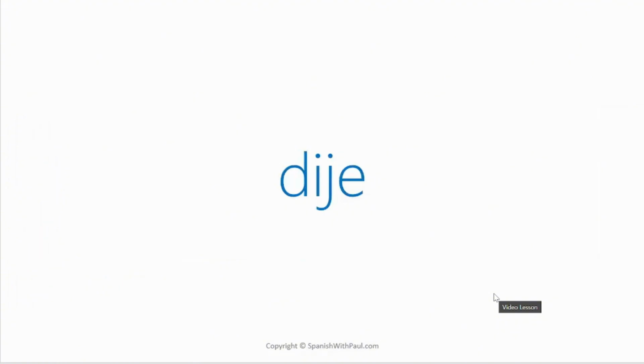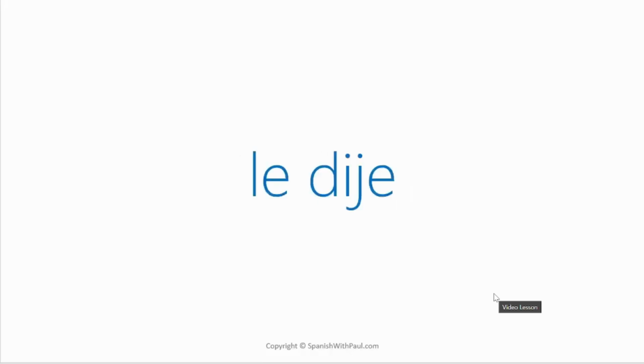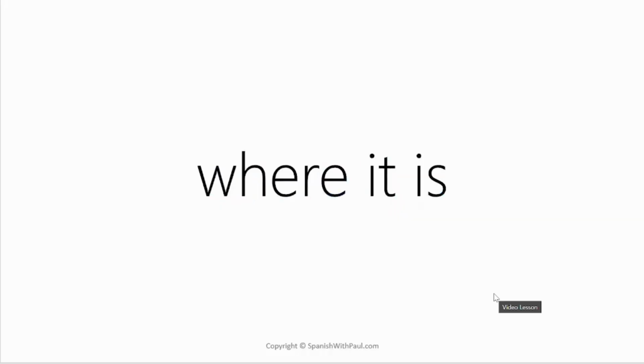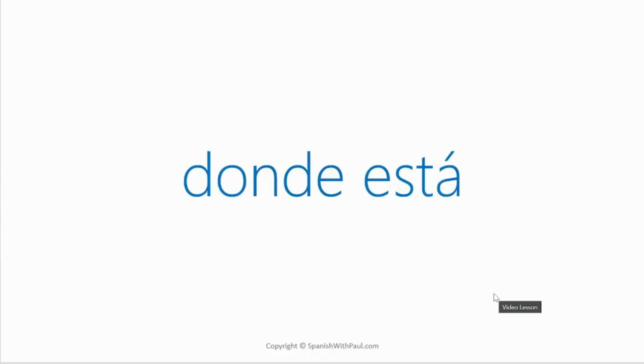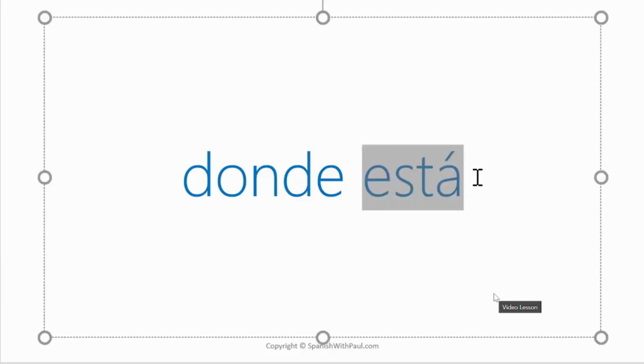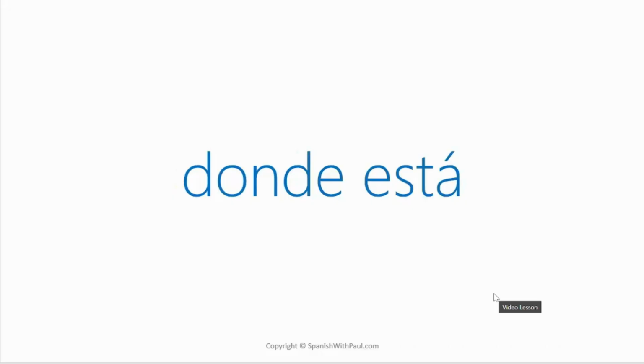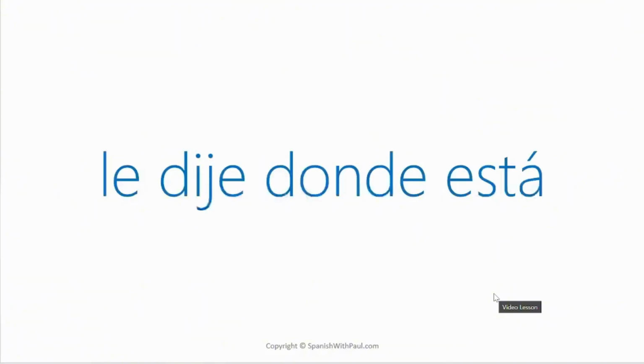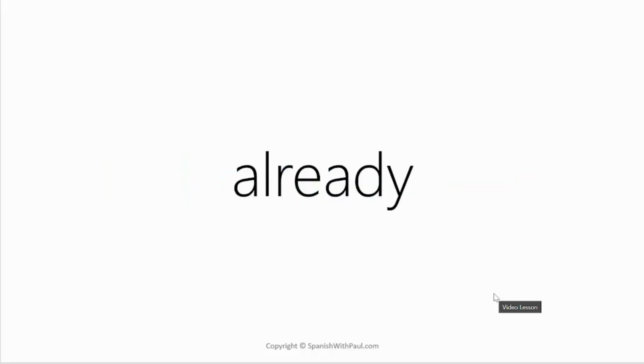What pronoun do we use to imply to him or to her? Le. So le is used a lot with the verb decir. How would you say, I told him? Le dije. I didn't tell him. No le dije. How do you express where it is? ¿Dónde está? We're using estar because we are referring to location, where it is. ¿Dónde está? Now say, I told him where it is. Le dije dónde está.